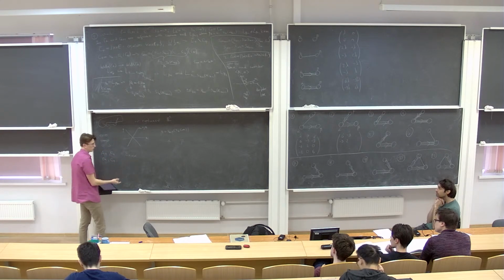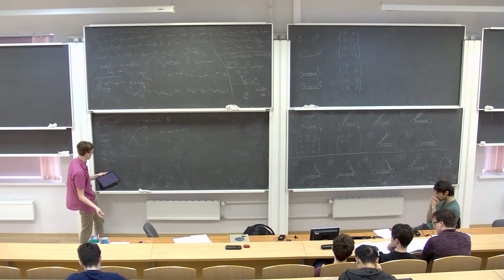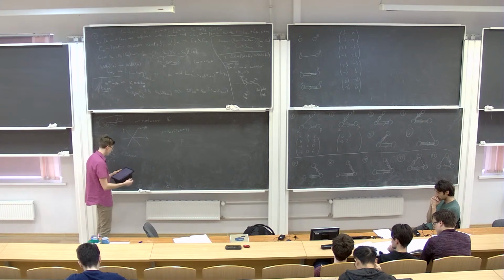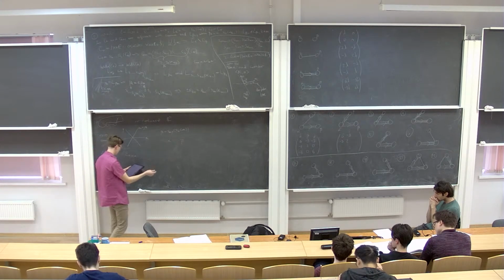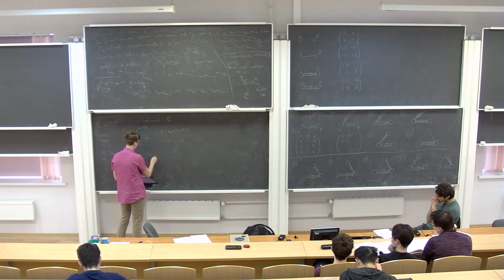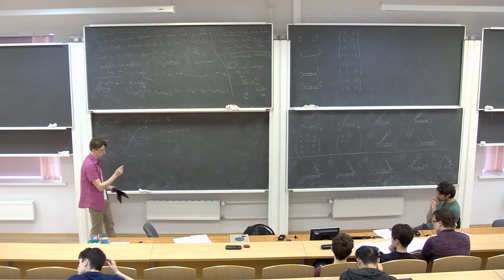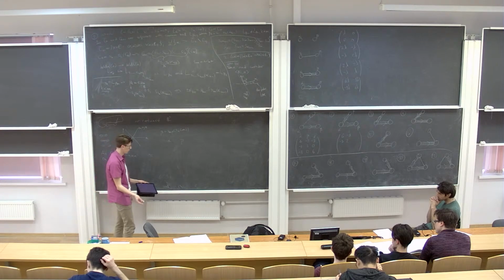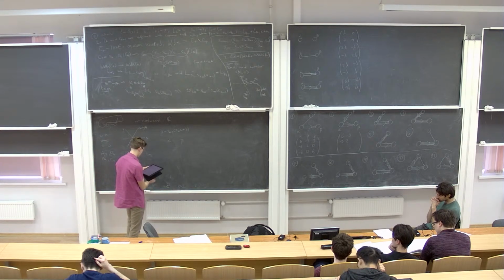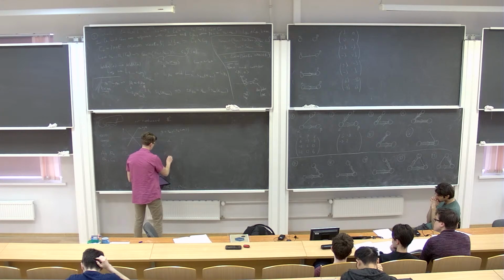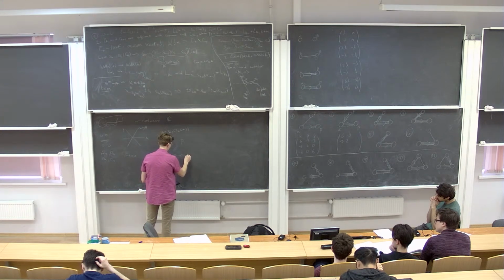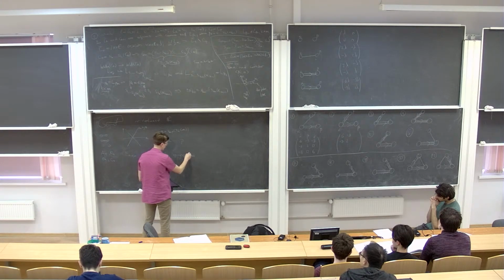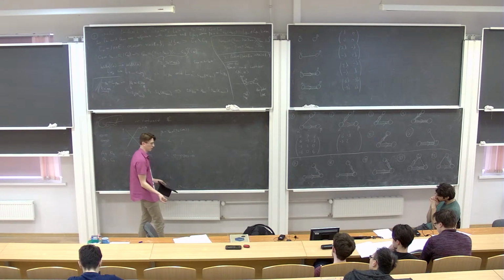So for E6, E7, and E8, it's still connected and they all have the same length, so it's done by one. For G2, there are two roots with different lengths, so it acts transitively, obviously. For F4, we have something like that. These two have the same length, these two have the same length, and the other two don't have the same length.